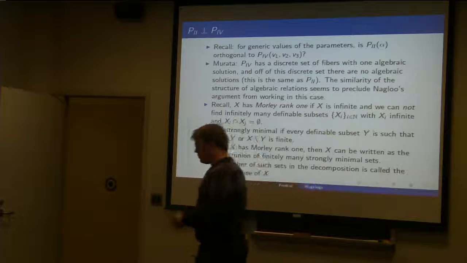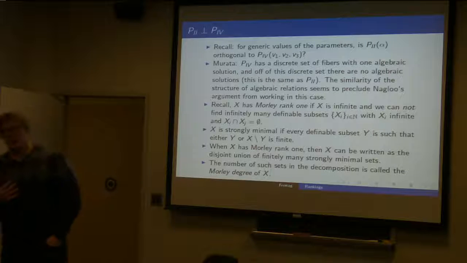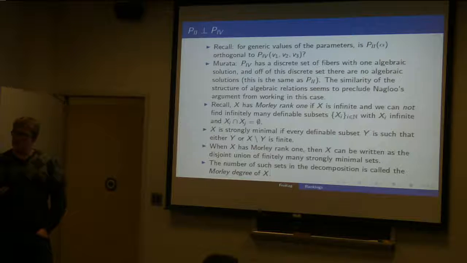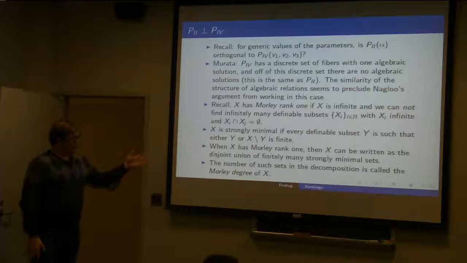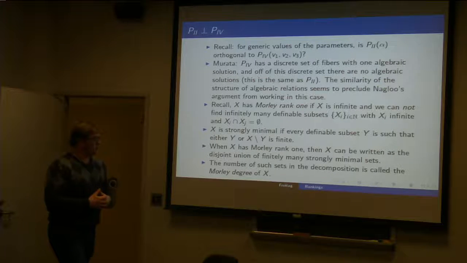So in the case of P2 of 1/2, for instance, there's the equation, which is order 2. There is exactly one order 1 subvariety. And you can write the whole thing as the union of the order 1 subvariety and then the generic piece, the whole thing take away the order 1 subvariety. So it's not true that we're writing it as a union of closed things. It's just the union of constructible things. And then the number of sets in that decomposition is the Morley degree.